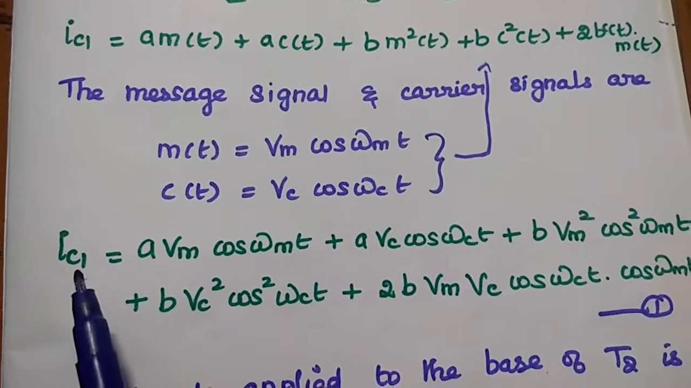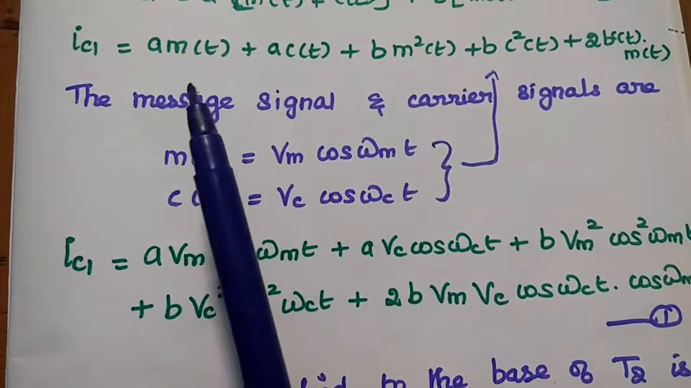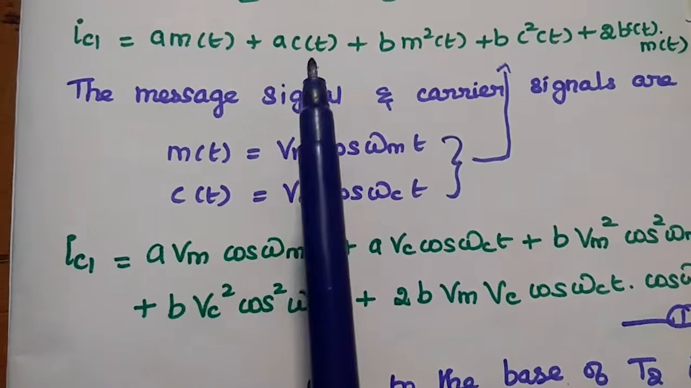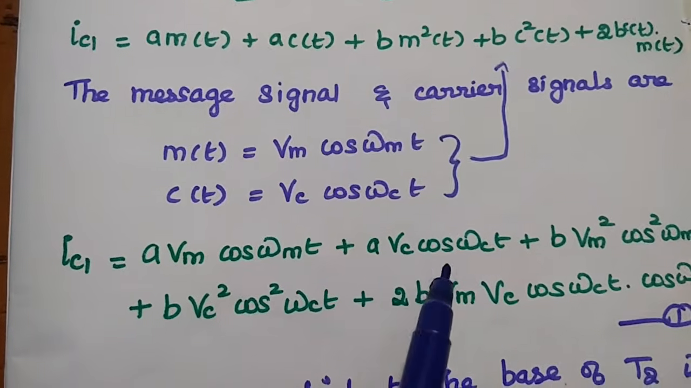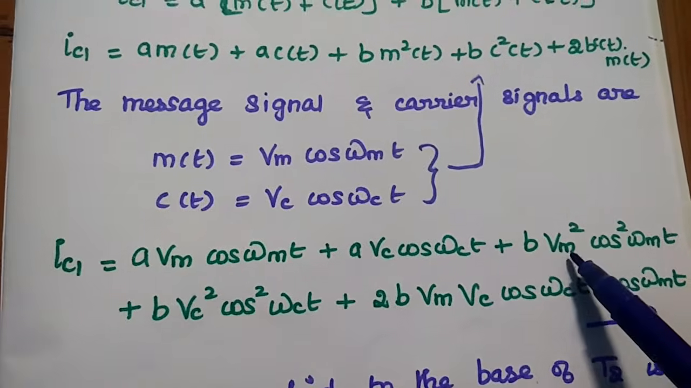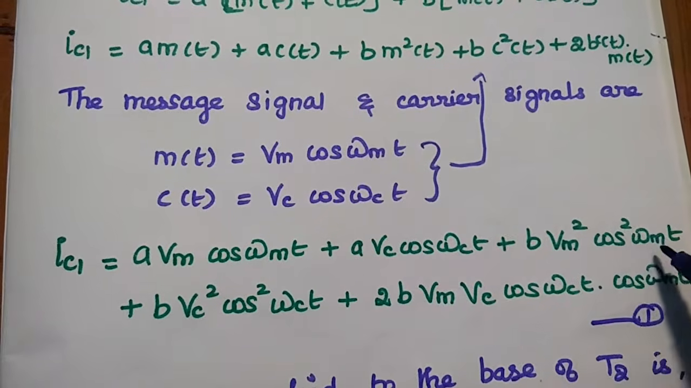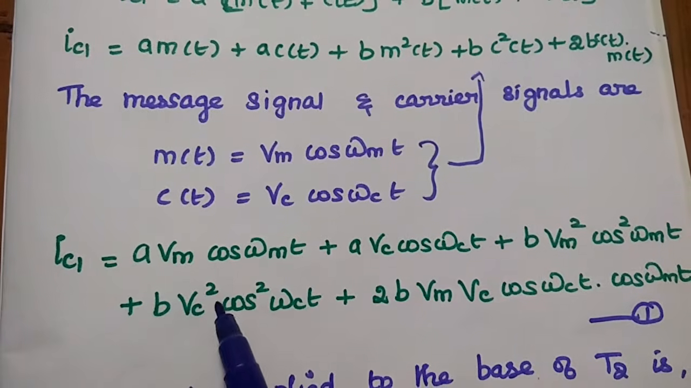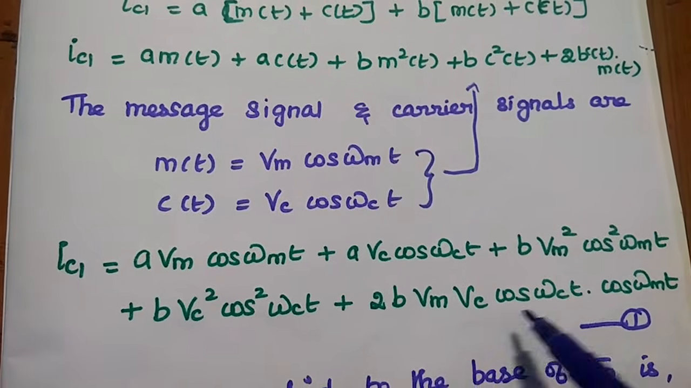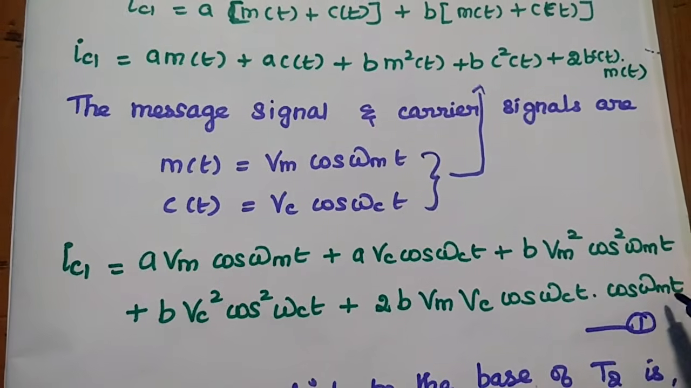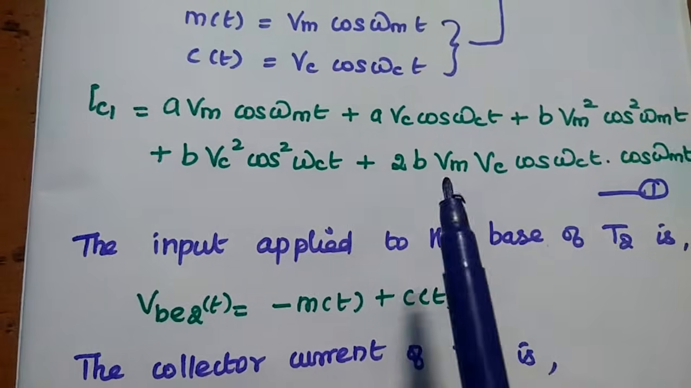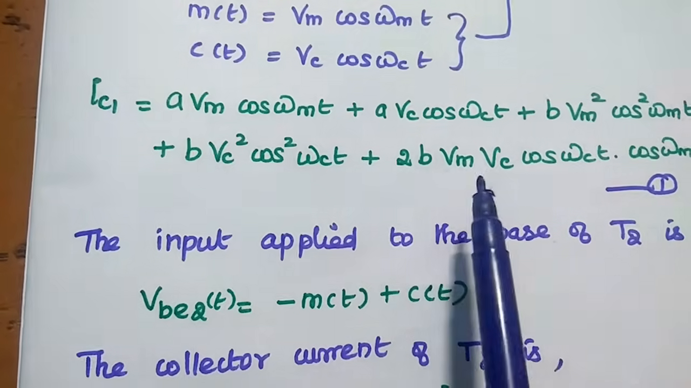Then we can get IC1 is equal to A into M of t, replaced as Vm cos omega mt, plus A into C of t, replaced with Vc cos omega ct, plus B into Vm squared cos squared omega mt plus B Vc squared cos squared omega ct plus 2B Vm Vc cos omega ct into cos omega mt. Consider this as the first equation. So this is the output current from the first transistor.